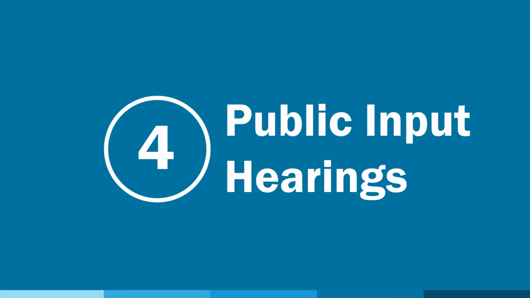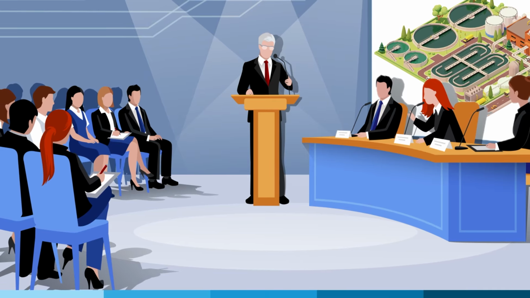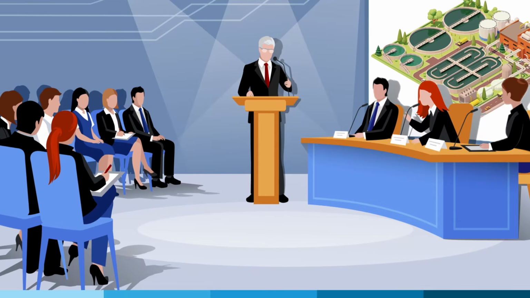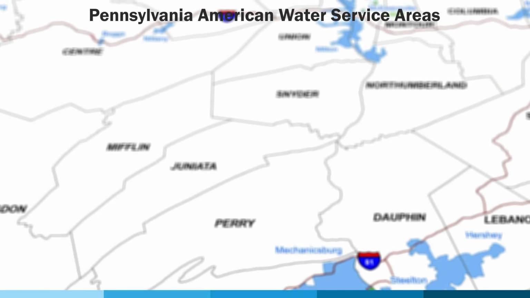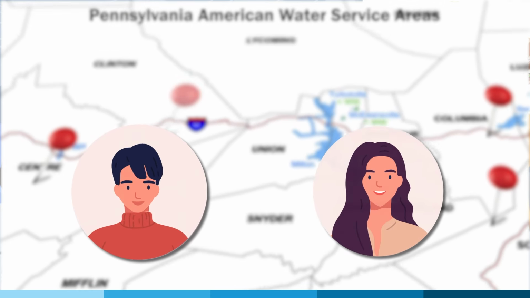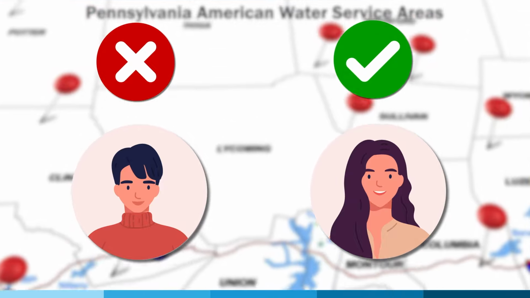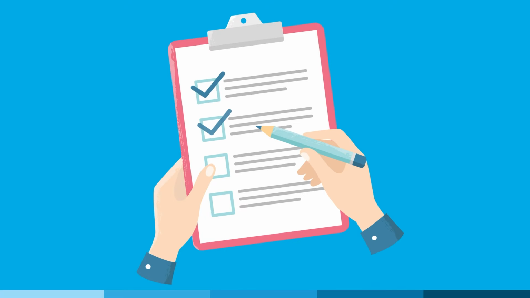Step 4. Public input hearings. During the discovery process, the utility holds public input hearings. These hearings take place throughout the company's service area to allow the utility's customers to challenge or support the rate filing. Written and oral comments become part of the record, reviewed by the PUC in making a final decision.